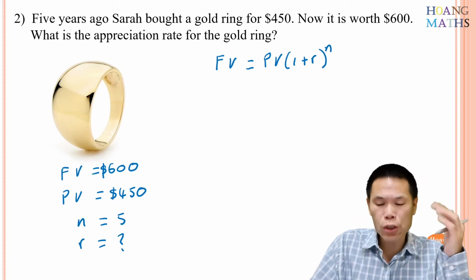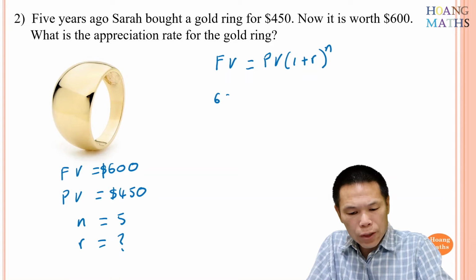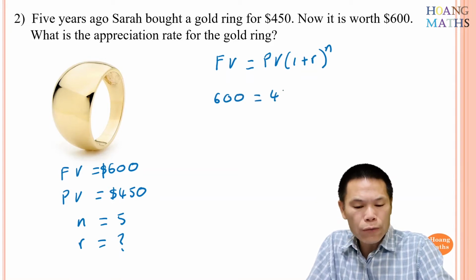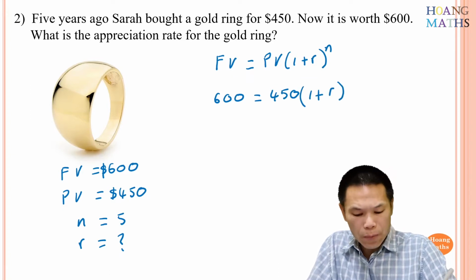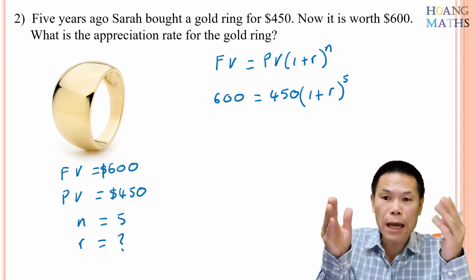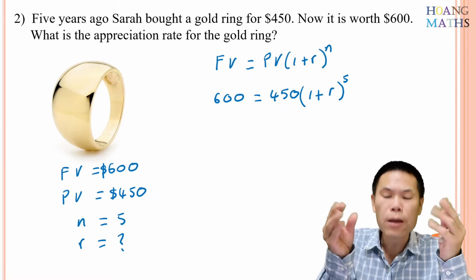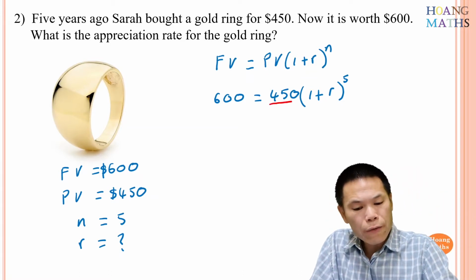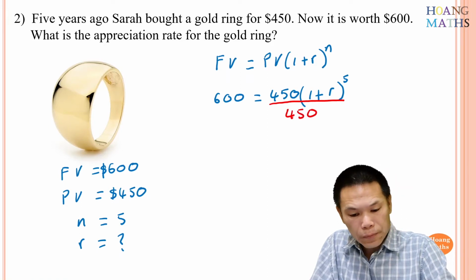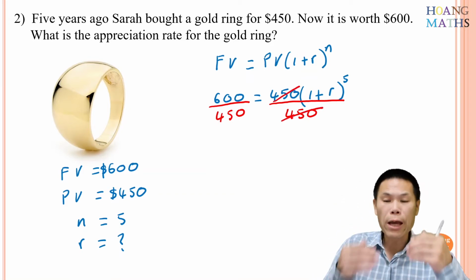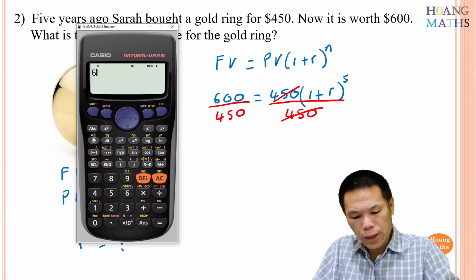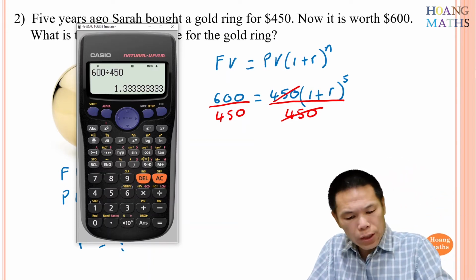So we substitute this into the formula. The future value $600 is equal to 450, the present value, times (1 + the rate, which we need to work out), to the power of 5. To work this out, step number 1 is we divide both sides by 450, because I want to get rid of 450 on this side. So this is cancelled. Now I put that on the calculator: 600 divided by 450 is 1.33.